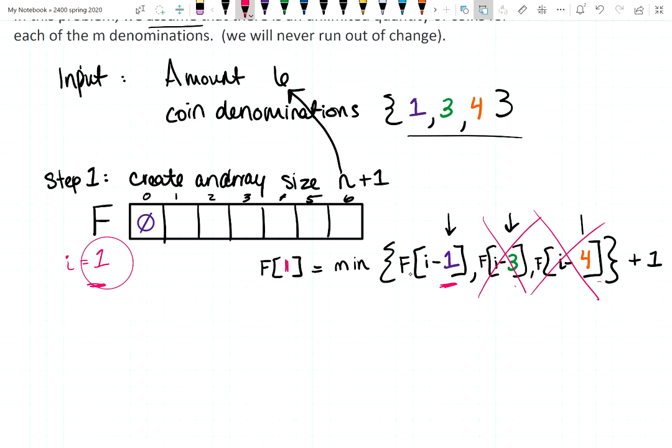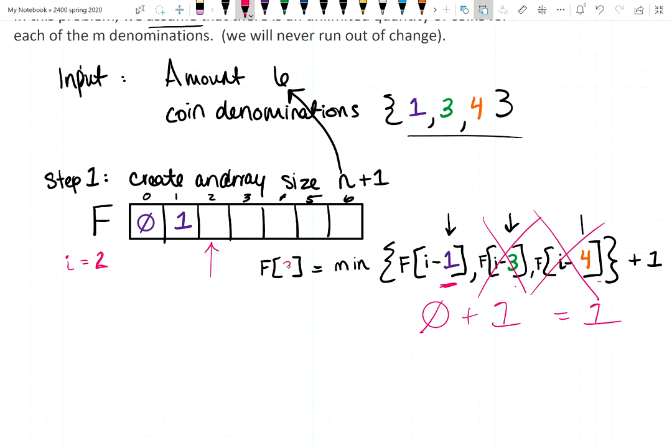So what is f of i minus 1? It's f of 1 minus 1, so f of 0 is 0. So the minimum between 0 and nothing is going to be 0, plus 1, so that's going to be equal to 1. So f of 1 is 1. Now we're going to increment i. So i is going to be 2. Remember, i is referring to the index value in the table that we're trying to fill out.